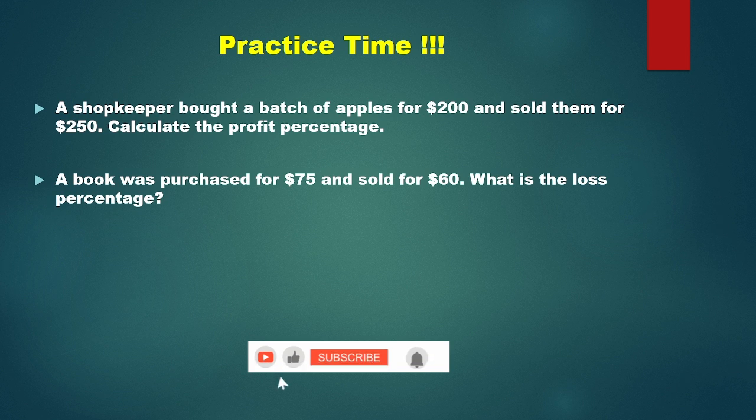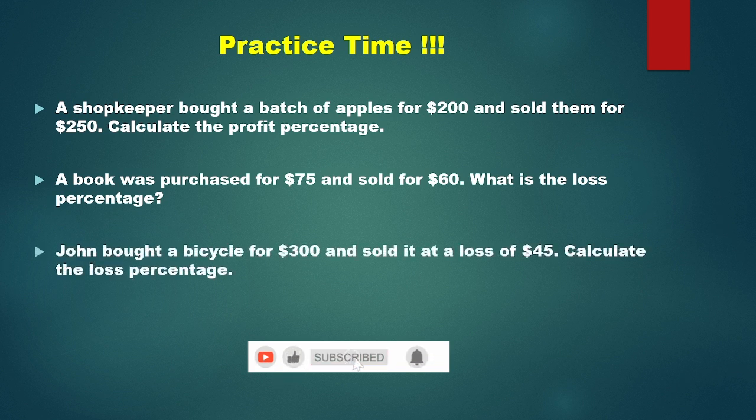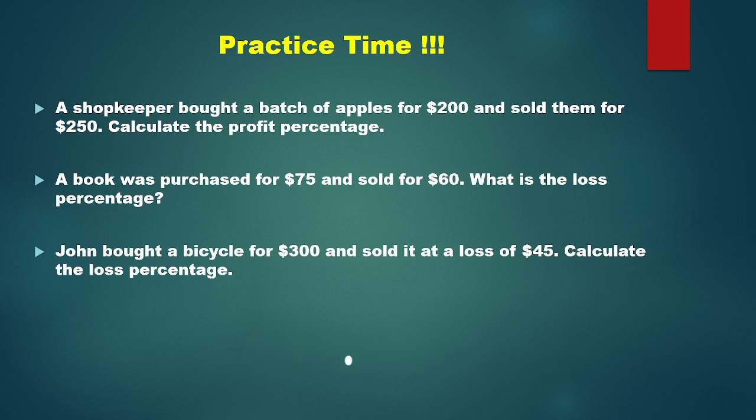One more question to try. John bought a bicycle for $300 and sold it at a loss of $45. Calculate the loss percentage.